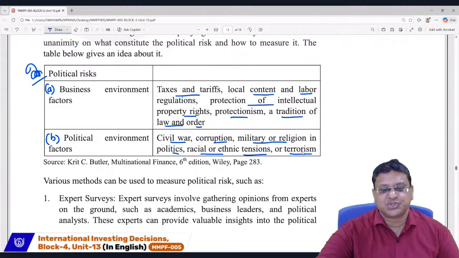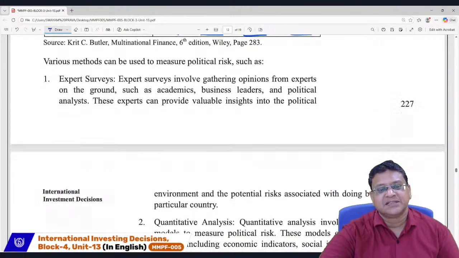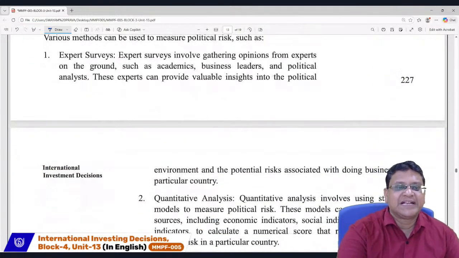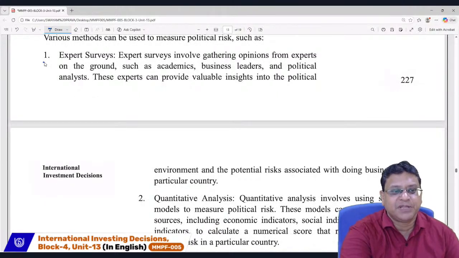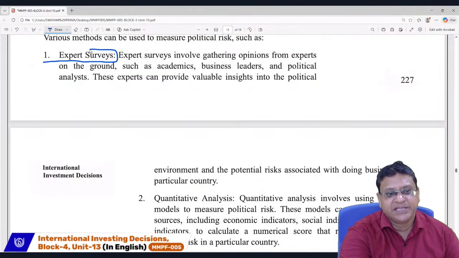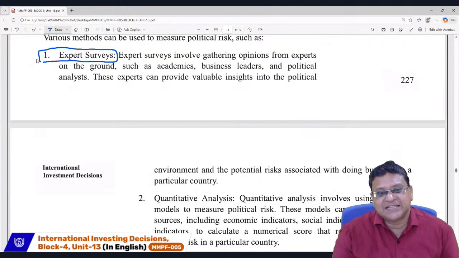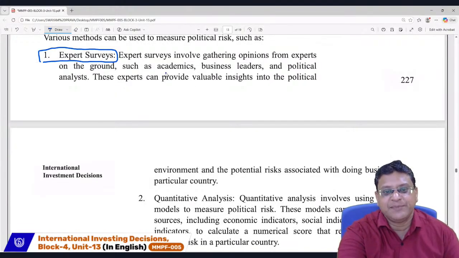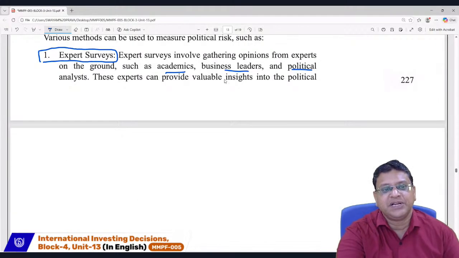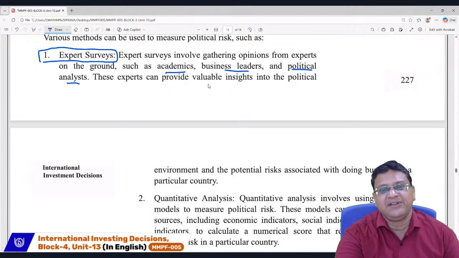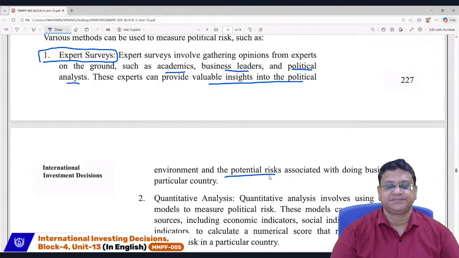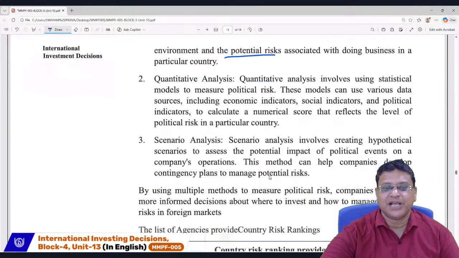There are many methods to measure political risk. Three important methods. First method to measure political risk is the expert survey method. What is the expert survey method? In this case, you assemble certain experts, academicians, business leaders, political analysts. They can provide valuable insights into the political environment and political risk. This is a survey method of analyzing political risk.